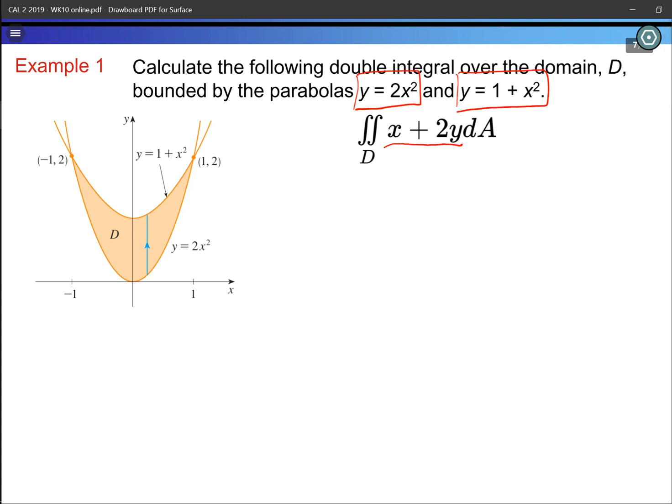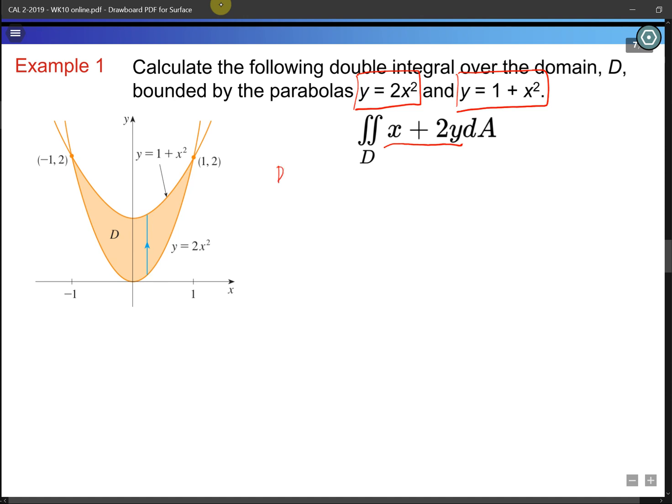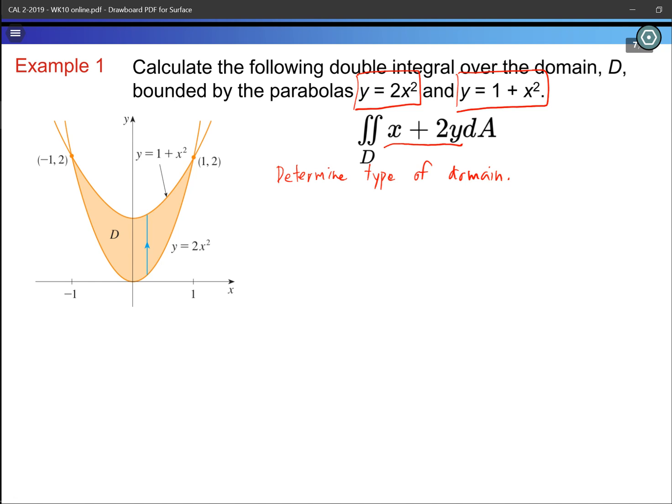And let's assume that you don't have the picture on the left hand side. If you only have the text here, then you just don't know how you are going to proceed, because you don't know the type of this domain. So let's assume that we don't see the graph right here. The first thing we need to do is to determine the type of domain, because it's likely that in the exam you are not going to be given the graph.